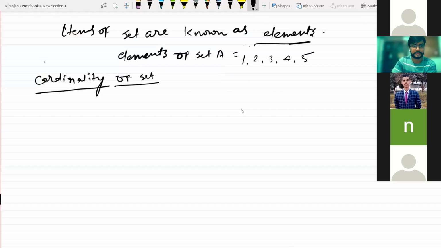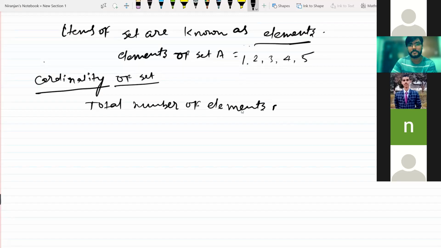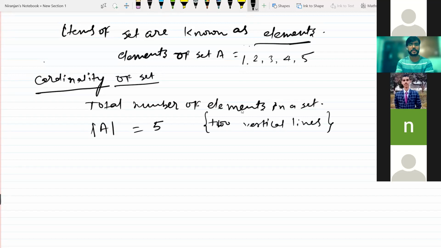The cardinality of a set is the total number of elements in the set. Now you must be wondering that this is pretty easy, because in set A that we have taken, there are 5 elements. So the cardinality of A would be 5, and we denote cardinality with two vertical lines. This is the way we denote the cardinality.